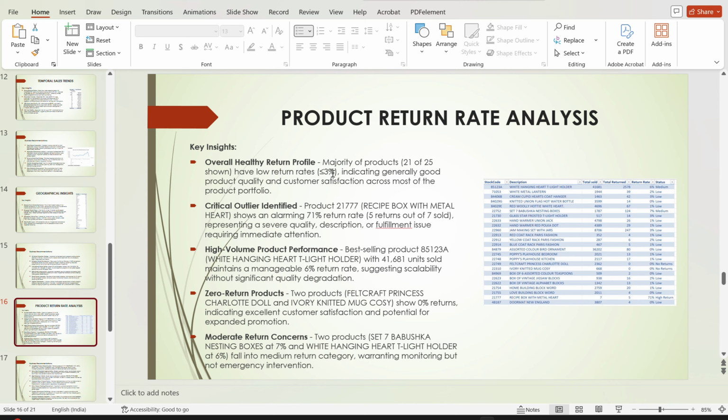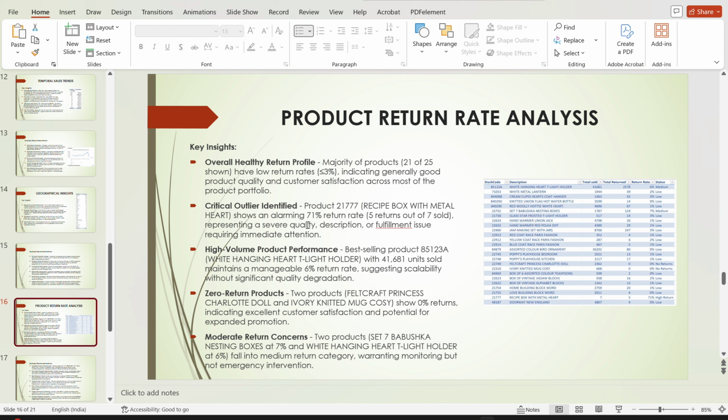The majority of the products showed low return rates, indicating generally good product quality and customer satisfaction across most of the product portfolio. Critical outlier identified. Product 21777, that is the number, shows an alarming 71 percentage return rate, representing a severe quality description or fulfillment issue requiring immediate attention.